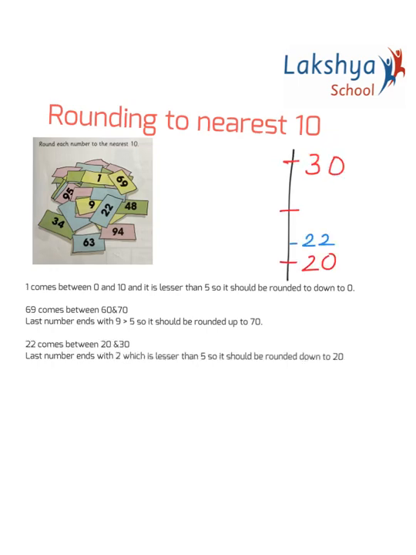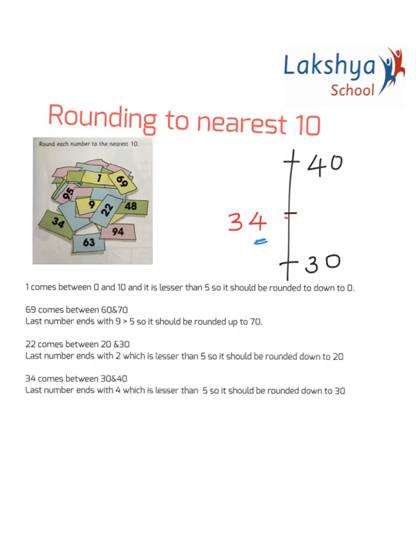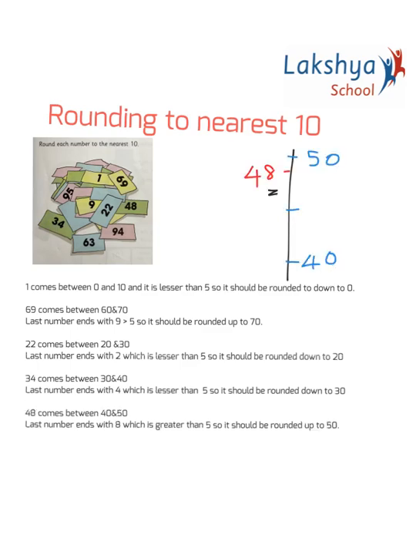22 comes between the two decade numbers 20 and 30. The last number is 2, which is lesser than 5. So, it should be rounded to 20. 34 comes between 30 and 40. The last number ends with 4, which is lesser than 5. So, it should be rounded down to 30. 48 comes between 40 and 50. The last number is 8, which is greater than 5. So, it should be rounded up to 50.